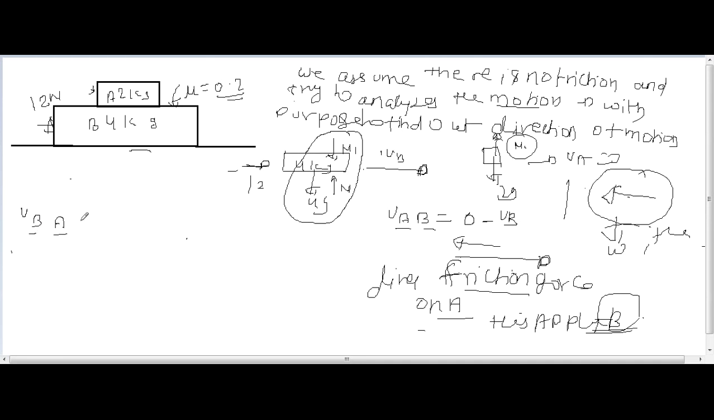Velocity of B with respect to A should be equal to velocity of B minus velocity of A, which is VB minus 0. So this is the reduction of relative motion, the reduction of velocity of B with respect to A.